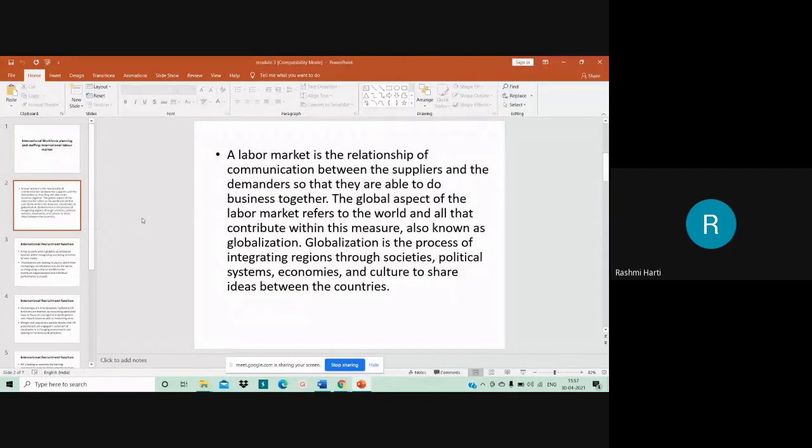The global aspect of the labor market refers to the world and all that contributes within this measure, also known as globalization. Globalization is the process of integrating regions through societies, political systems, economies, and culture to share ideas between countries. Culturally, this is beneficial because we are learning from other countries and bridging the gap between them. All around, globalization is a positive action because we can learn from each other, better our countries with other ideas, and in turn work for the good of the whole world.